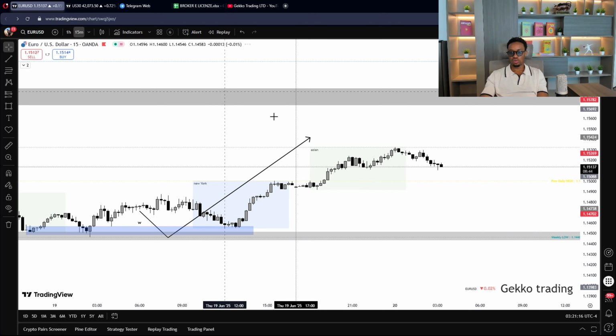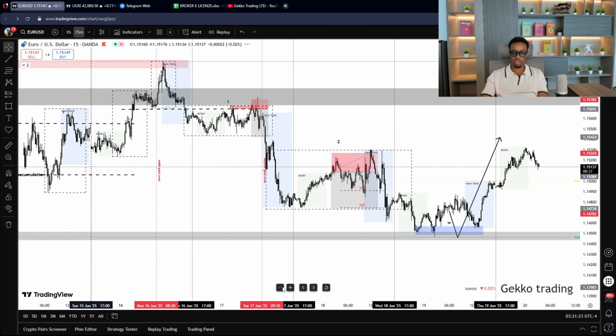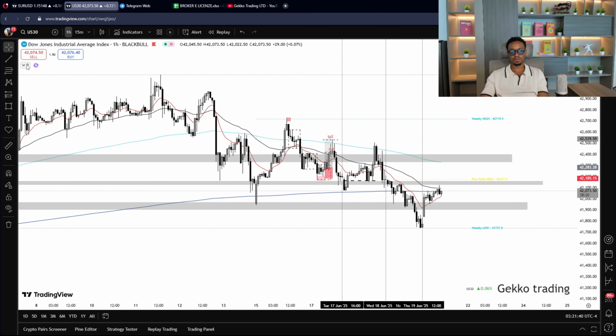Let me jump to the 15-minute time frame. I don't really like what's going on over here, so I'm not going to be that interested in EU today, and I won't be executing any trade on EU unless I end up seeing something really perfect. So let's dive to the second pair we were looking at yesterday, which was the US30.